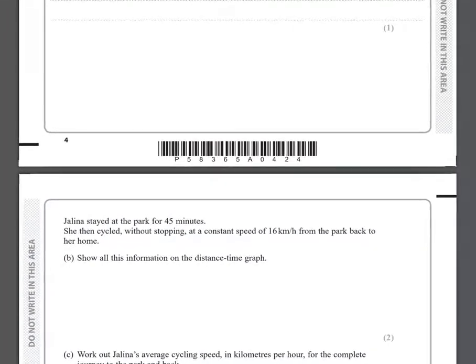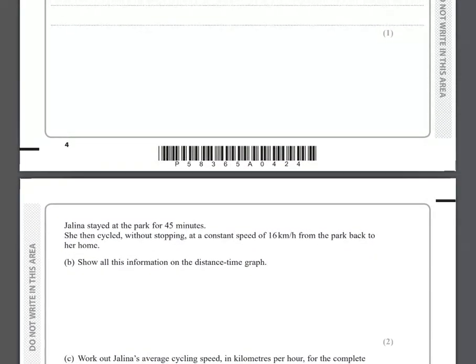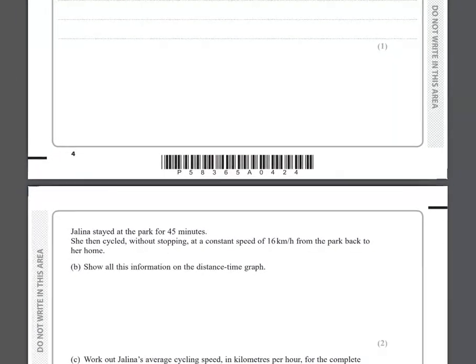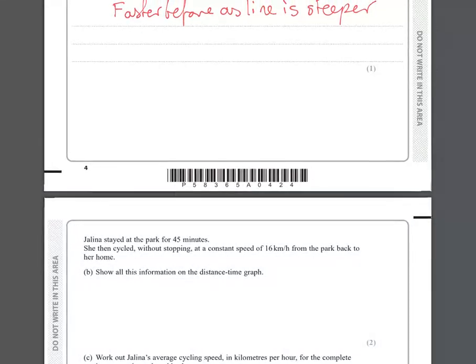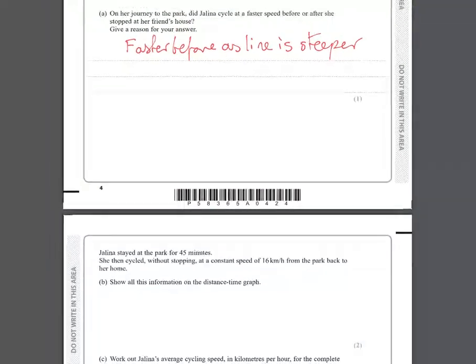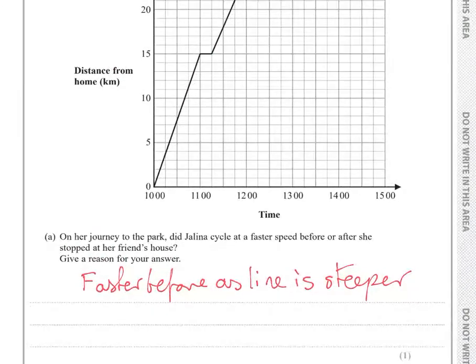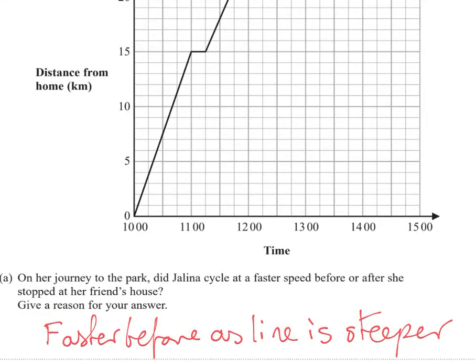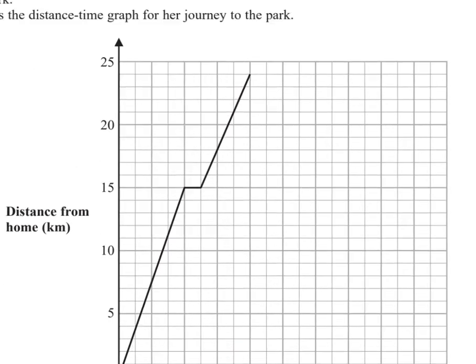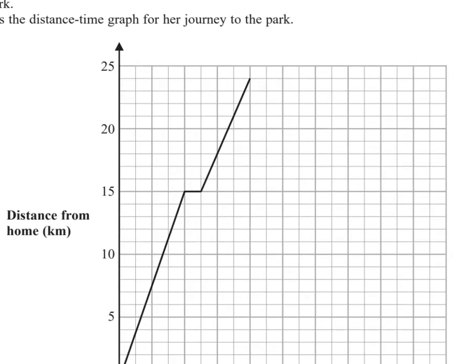Jolena stayed at the park for 45 minutes. She then cycled without stopping at a constant speed of 16 kilometers per hour from the park back to home. Show this information. So 45 minutes. So we can see that an hour is broken into 4, so those are 15-minute slots. So 45 minutes, 3 of those. And then a constant speed of 16 kilometers in an hour.